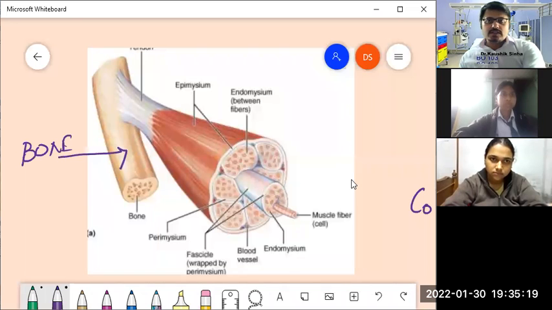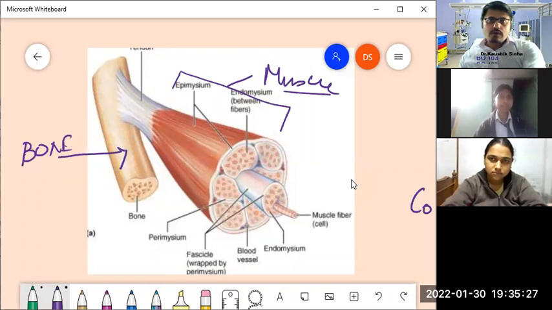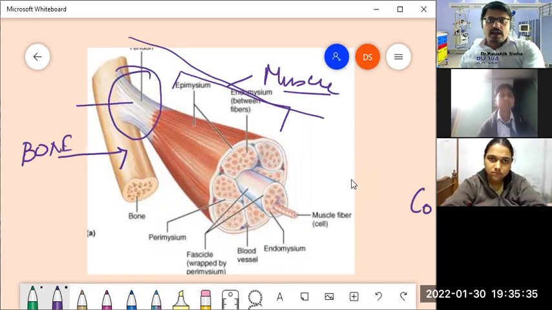This is the cancellous part that is labeled. The center structure is the bone. This part is the muscle. Okay, in fact, this entire part can be considered as the muscle, of which there is a small whitish part, and this whitish part is known as tendon.